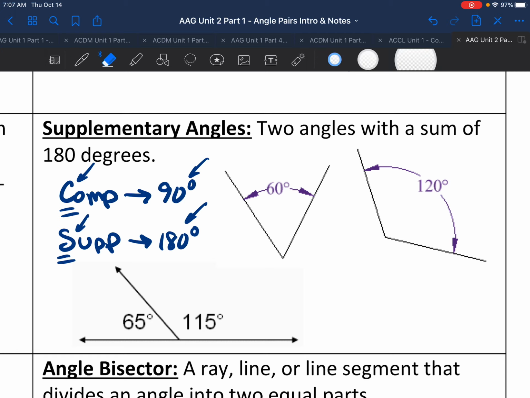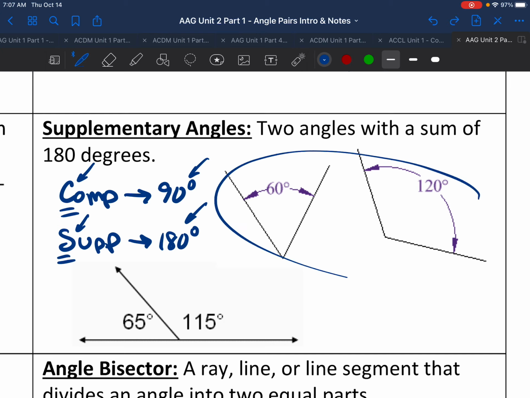All righty, but the same rules apply here. Supplementary has a sum of 180 degrees. So 65 plus 115 is 180. These 2 angles are supplementary and they're also attached, which is adjacent. All right, and then lastly, over here, these are just supplementary because they add up to 180 degrees, but they are not attached or adjacent.